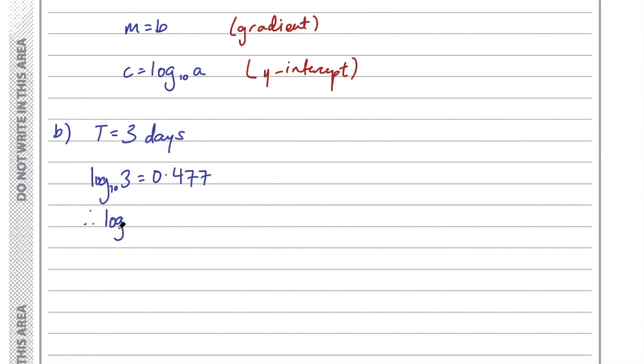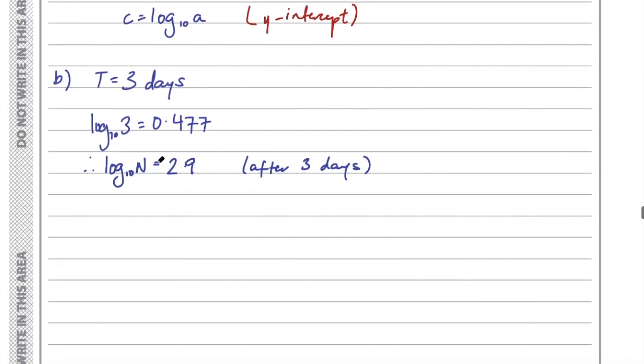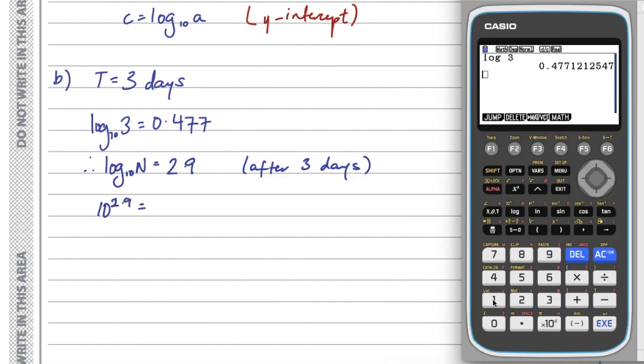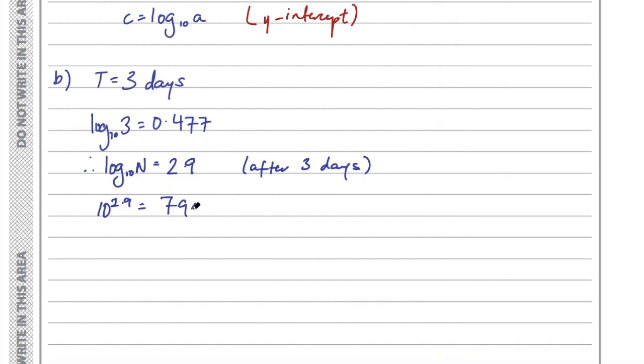So therefore log base 10 of n equals 2.9, and that's after 3 days. And now how do we find what n is when we have the log of n equal to 2.9? Well, we have to raise that to the power of 10 because that's what the log is. That's the value when we have 10 to the power of 2.9. So we can just do that. 10 to the power of 2.9 equals, and do that on our calculator, 10 to 2.9, and we get 794.33 approximately, 794.33 microbes, and that's fine for a final answer.